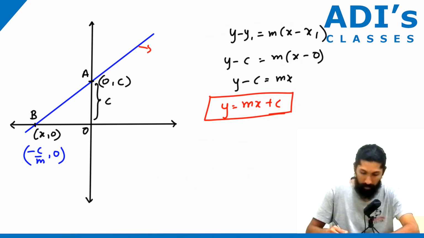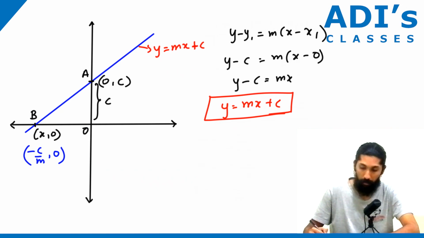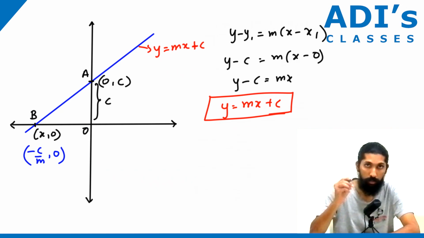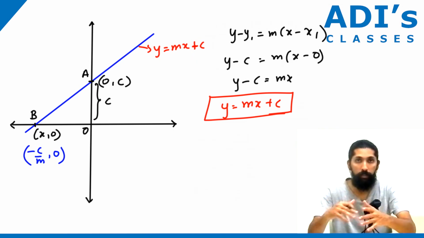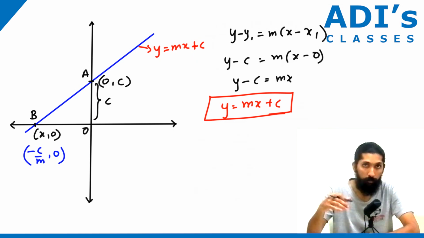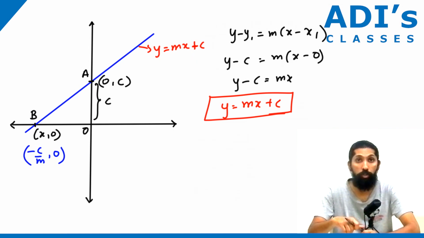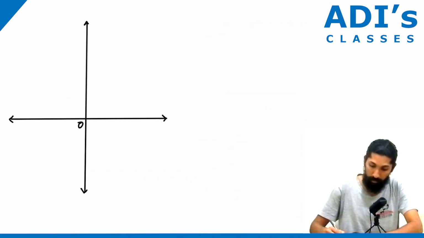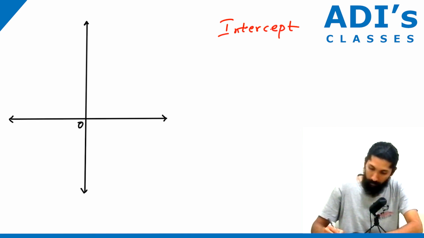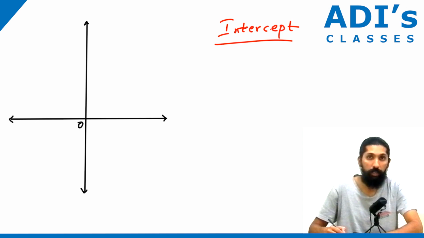So this line, y is equal to mx plus c. From this equation, this is what we call the general equation of a straight line, which I have told you before we discussed the forms. But now you know how it is derived. Fair enough? This is what we call the slope intercept form. Now let's go to the next form of a straight line. The next form of a line is what we call the intercept form.